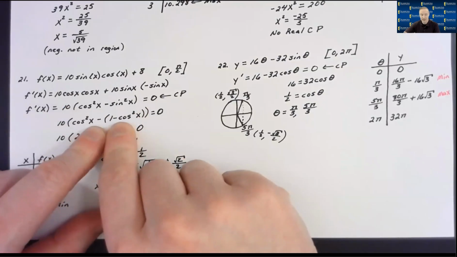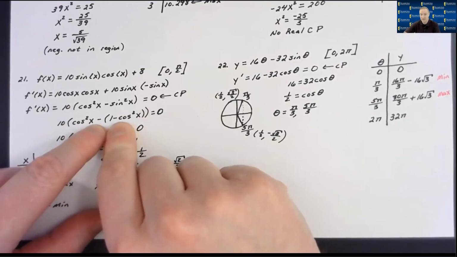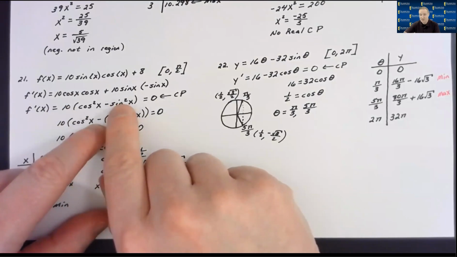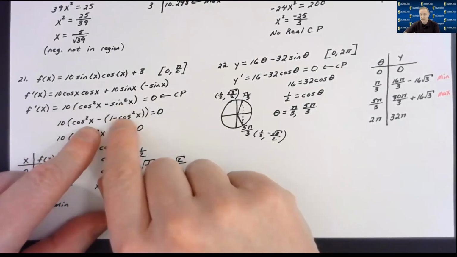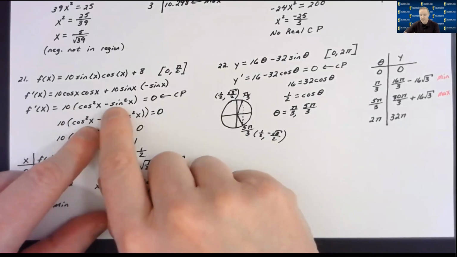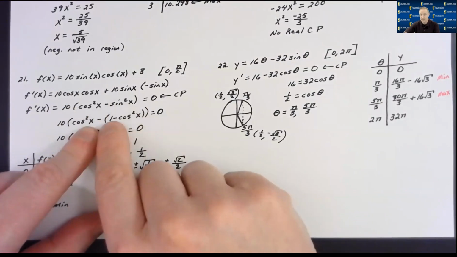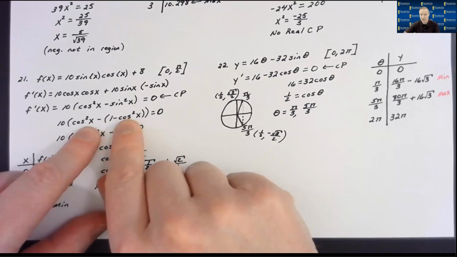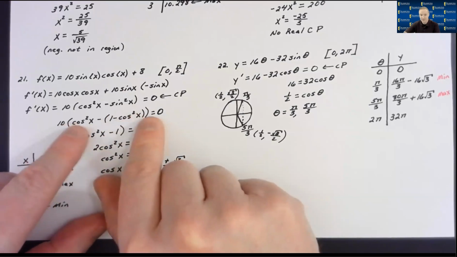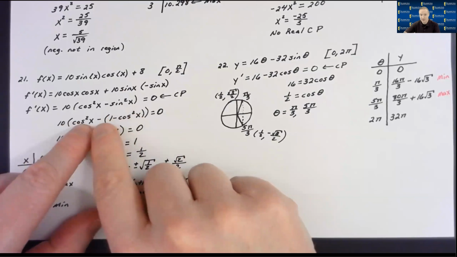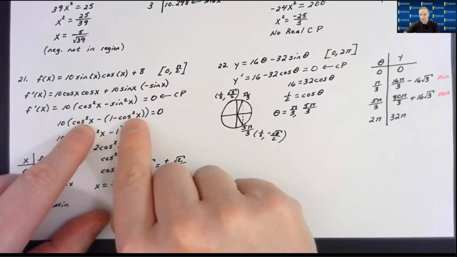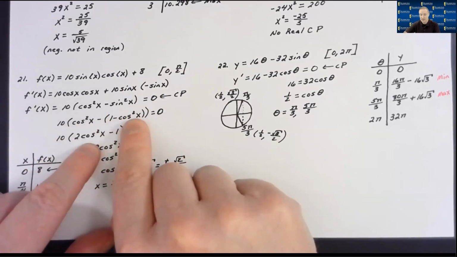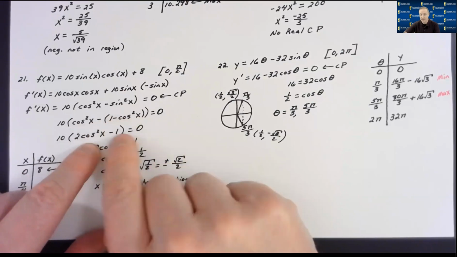I said, let's go ahead and just keep this in terms of cosine. I know, thanks to the Pythagorean theorem of trigonometry, sine squared plus cosine squared is equal to 1. So sine squared is equal to 1 minus cosine squared. In the place of sine squared, I just replaced it with 1 minus cosine squared. Now, inside of this group, that's going to give me cosine squared minus a negative cosine squared. That gives me 2 cosine squared x, and then of course I'll have my minus 1.